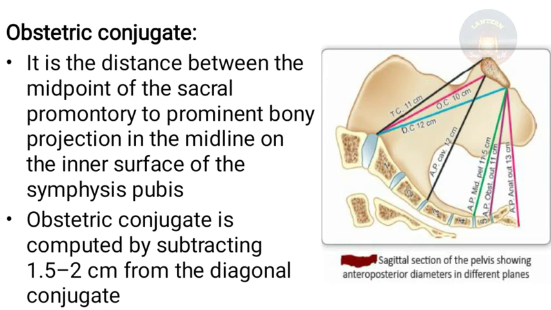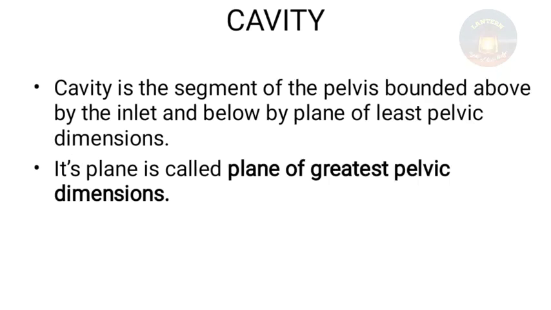Next is regarding the cavity. Cavity is the segment of pelvis bounded above by the inlet and below by the plane of least pelvic dimensions. Its plane is called the plane of greatest pelvic dimensions. The cavity plane is called a plane of greatest pelvic dimensions.